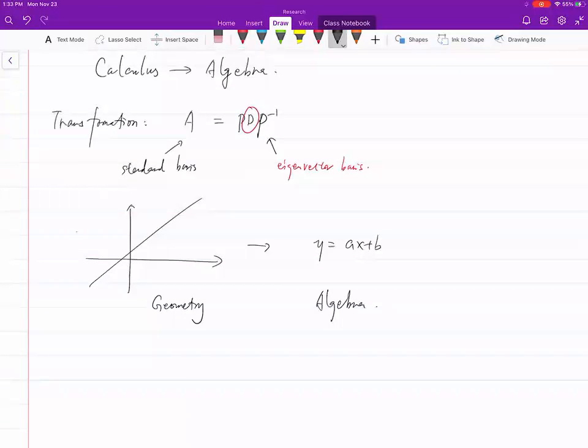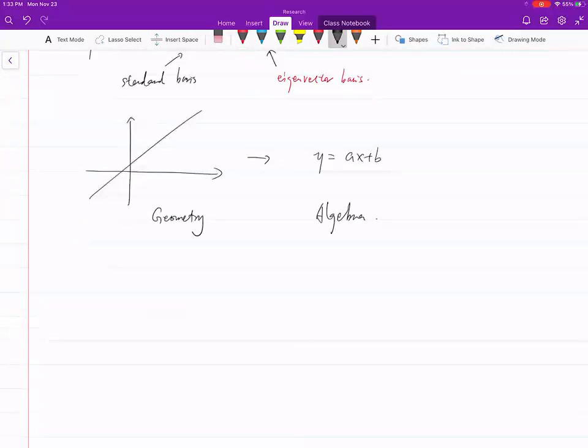Sometimes it's easier to do things in this way. But now you have the freedom to transfer between two domains. Okay. Similarly, the next thing you can think about is a function.